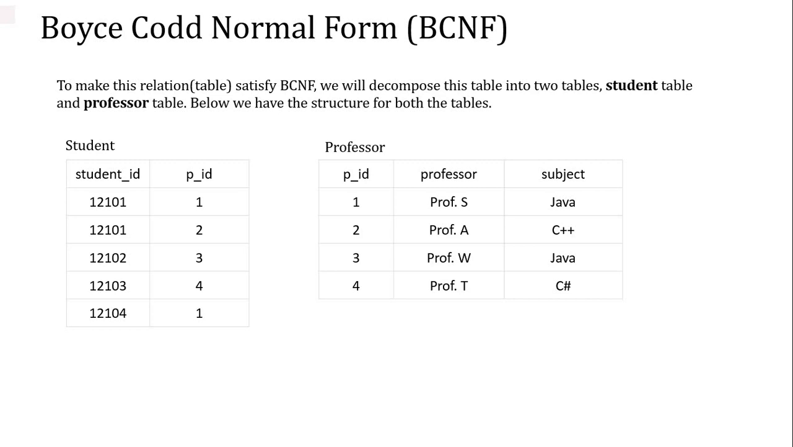And in the professor table the PID is obviously the primary key, so all the non-key attributes, professor and the subject, are dependent on its primary key. So that is the thing here. This table is completely converted into BCNF.